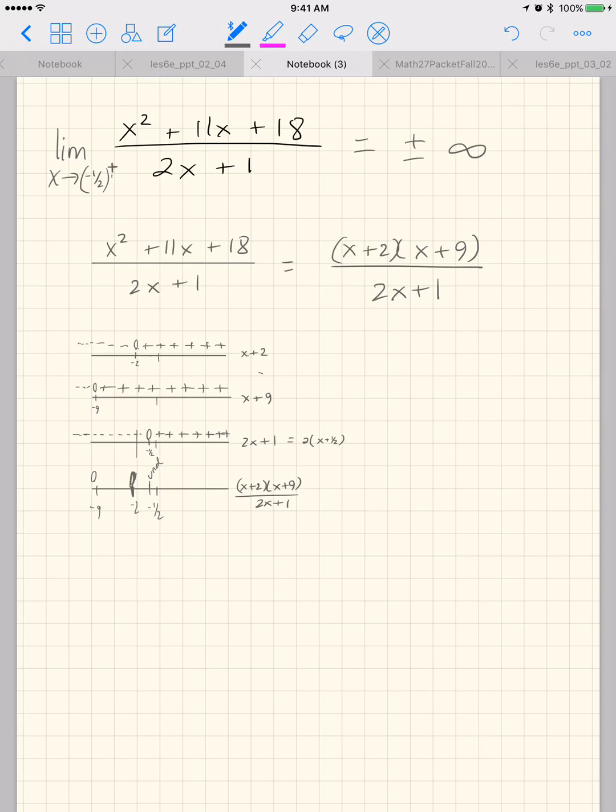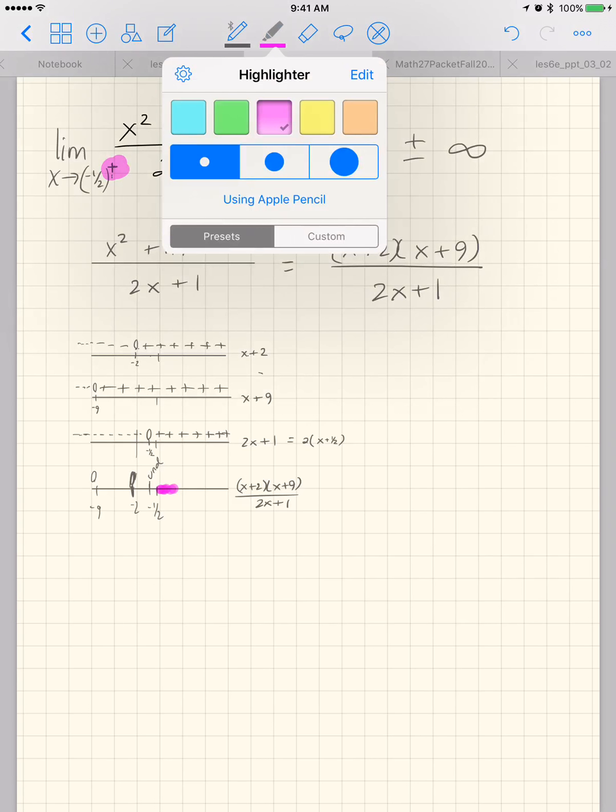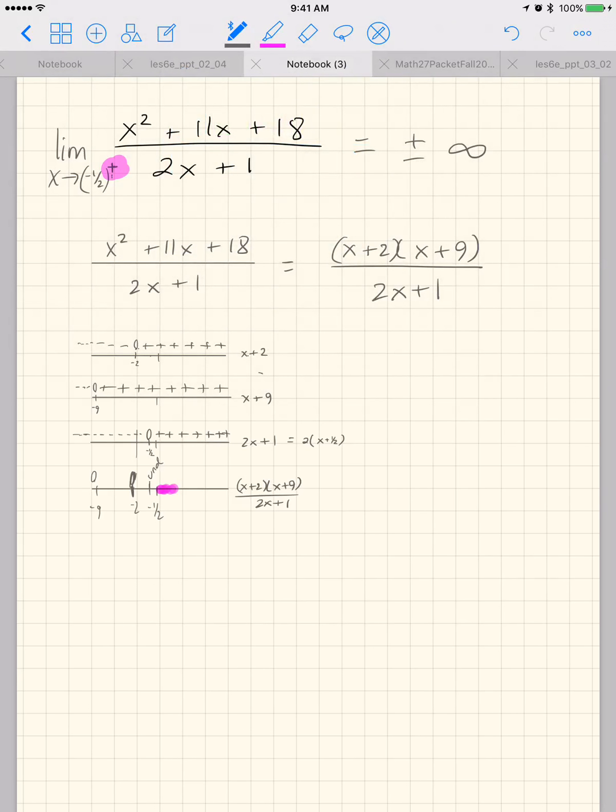I'm approaching from the right. So I'm going to be concerned about what's happening over here. And I'm going to look, and I see that I'll have plus. So from the right, I have plus times plus divided by a plus. So this should be plus. So this limit is going to equal plus infinity.